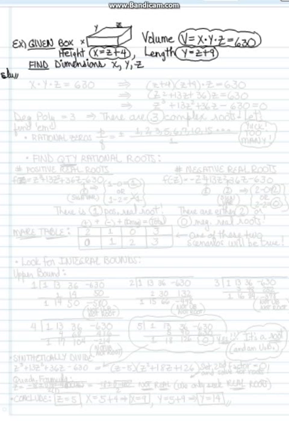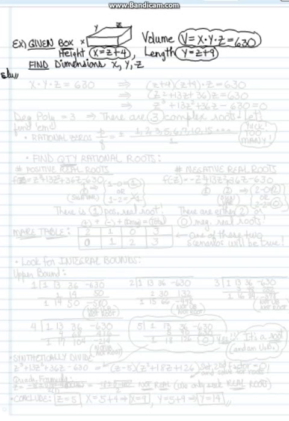We're told the height is 4 feet more than the width, so x equals z plus 4, and the length is 9 feet more than the width, so y equals z plus 9. From that, we're asked to find the dimensions of this box, x, y, and z.